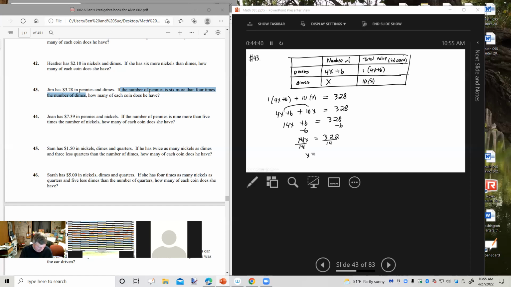Let's see here. My handy dandy calculator, 322 divided by 14 is 23. So x is 23. But what about 4x plus 6? That's 4 times 23 plus 6, which is what? 92 plus 6, which is 98. So there are 98 pennies and 23 dimes.